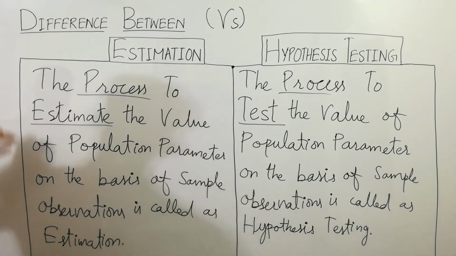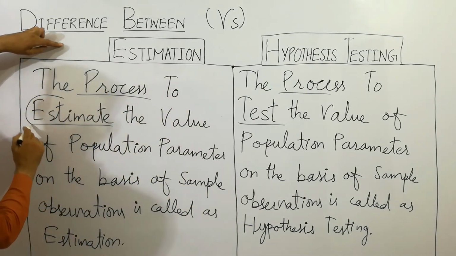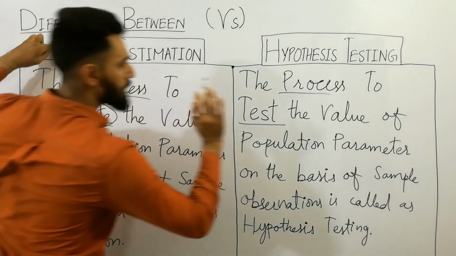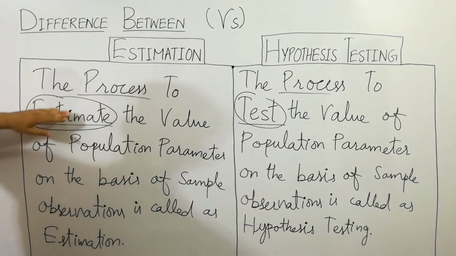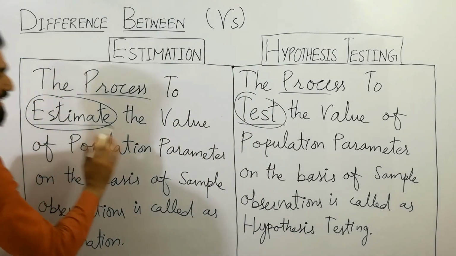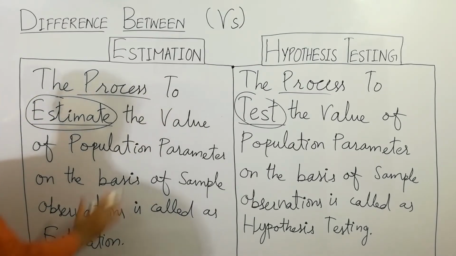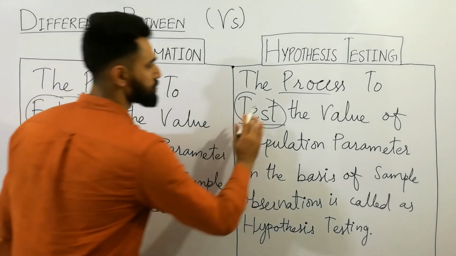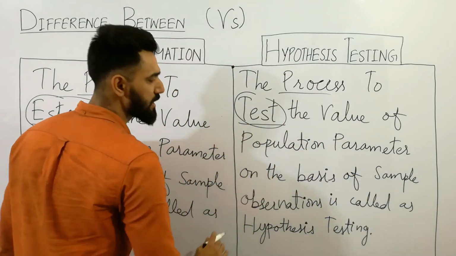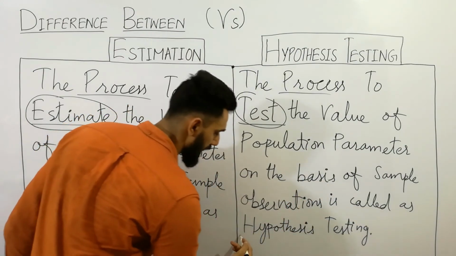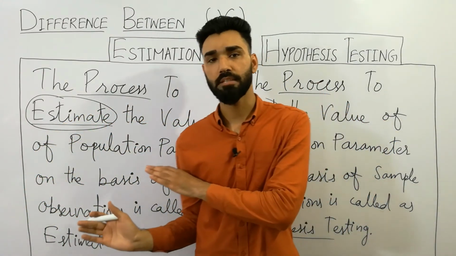Very easy definition. In estimation we always estimate, and in hypothesis testing we always test. Must remember, the process to estimate the value of population parameter on the basis of sample observation, that's called as estimation. The process to test the value of population parameter on the basis of sample observation is called as hypothesis testing. I hope that you have cleared the concept.